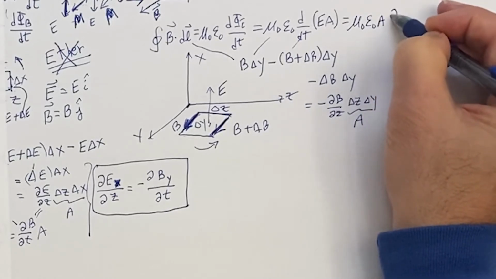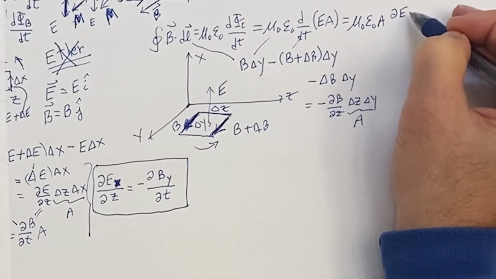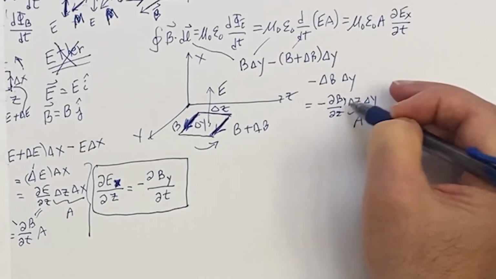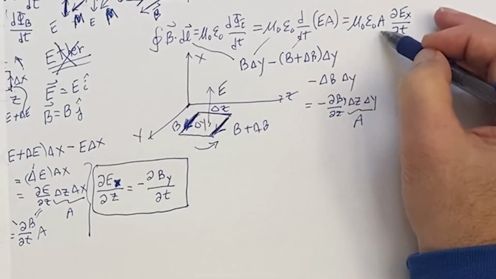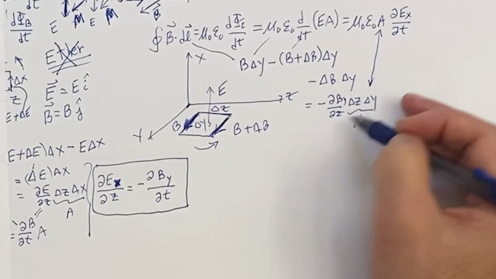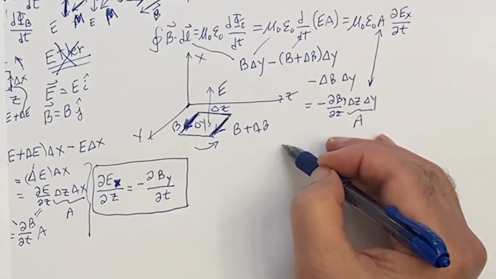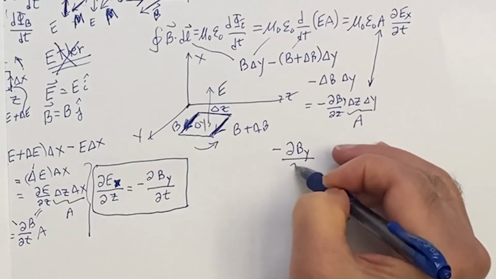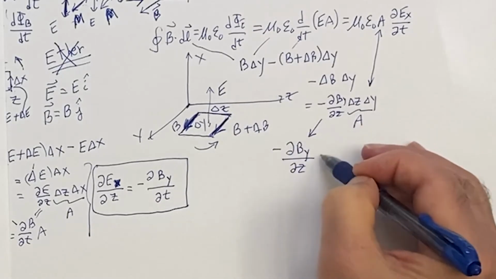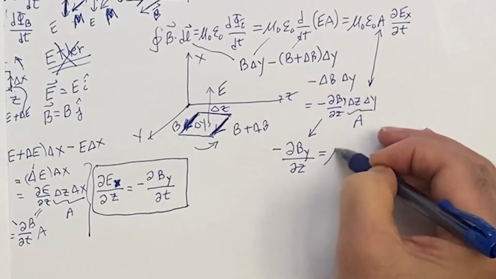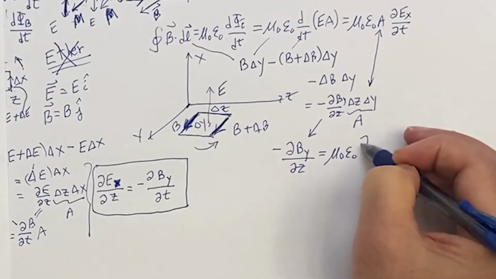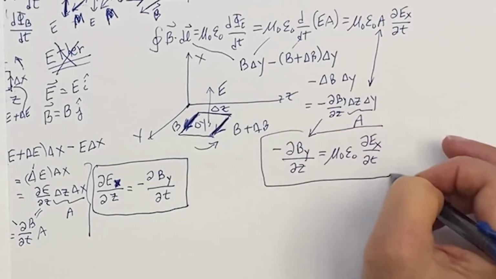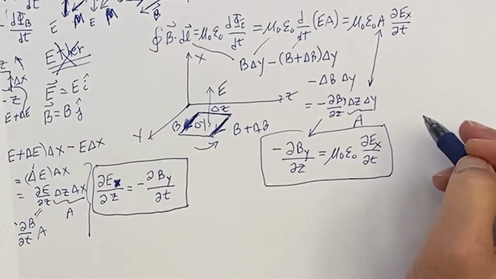So that is going to give us mu naught epsilon naught. The A will pop out, and I'll have the partial derivative, and just to emphasize, that's an x, and that's going to be dt. Just to emphasize, this is a B y. So when we set these equal, this is going to cancel, and we get the equation that minus the partial of B y with respect to z is equal to the other piece, mu naught epsilon naught times the partial of E x with respect to t. And that's the second big discovery, the two derived equations.